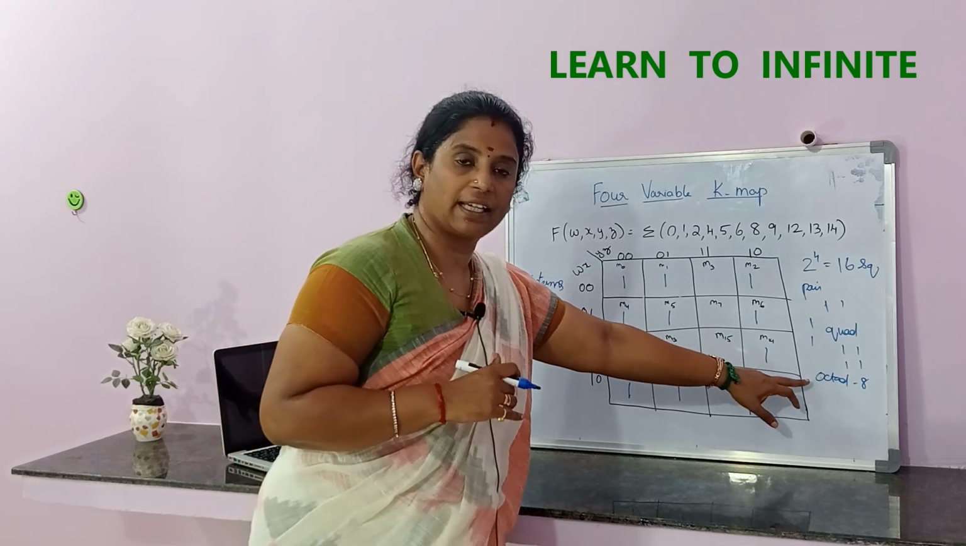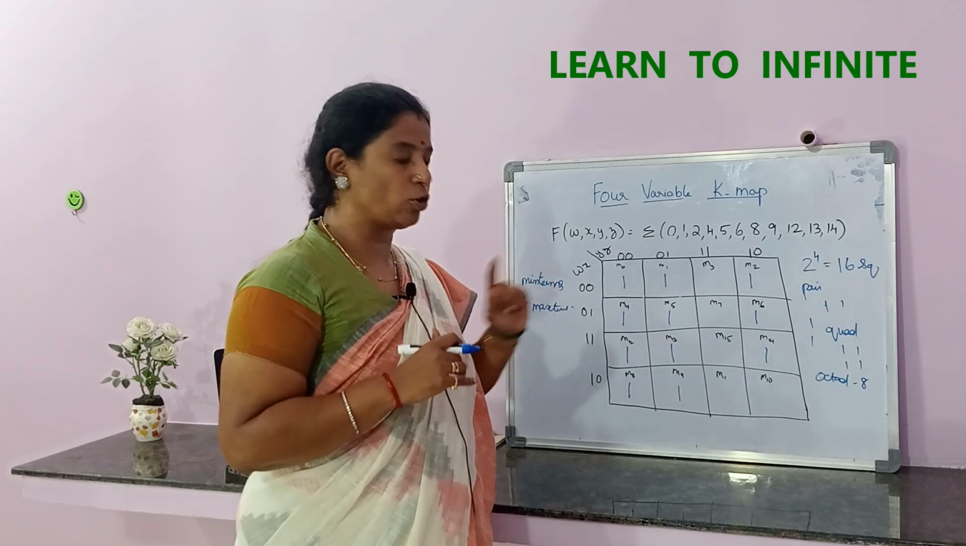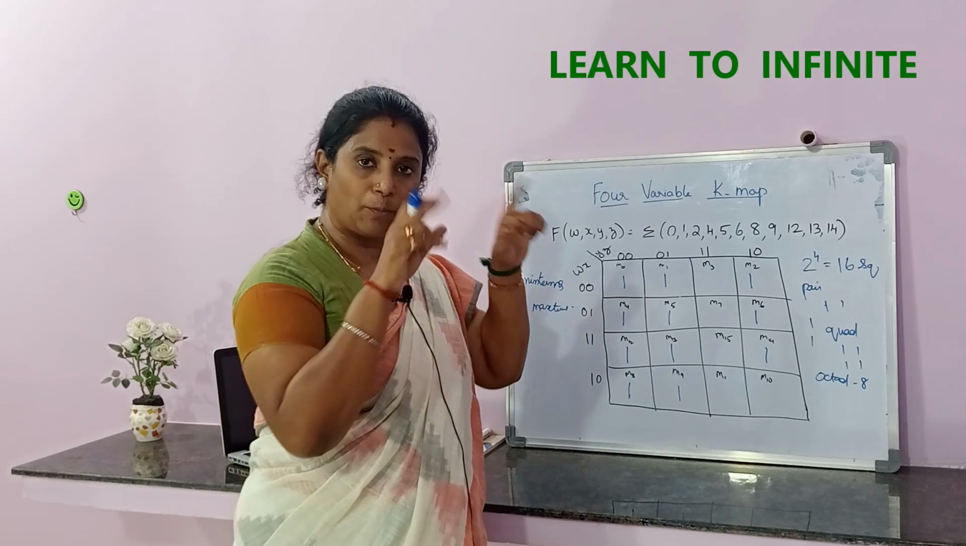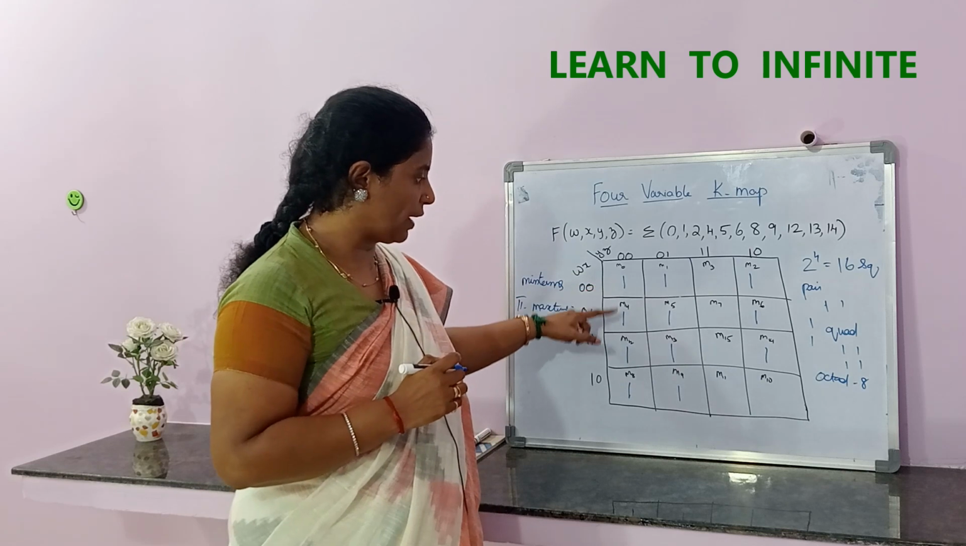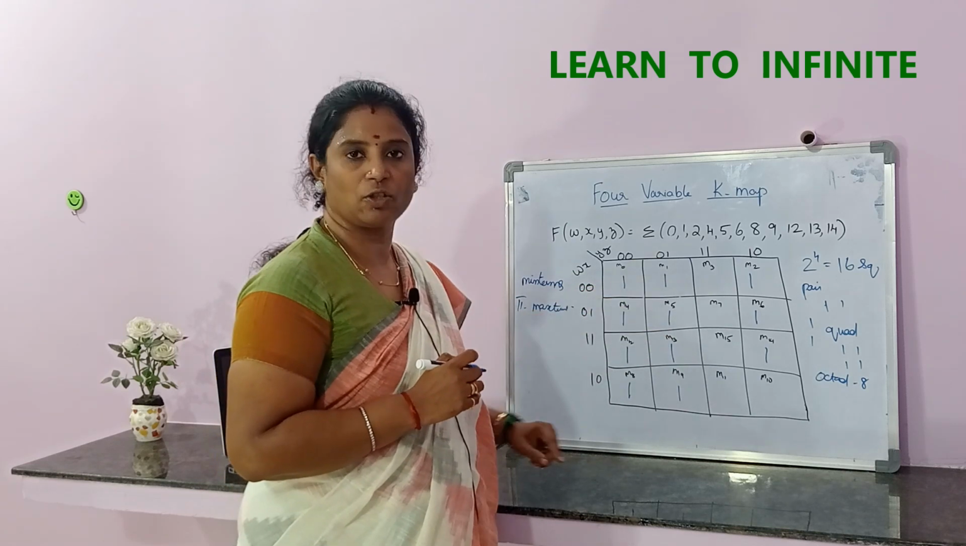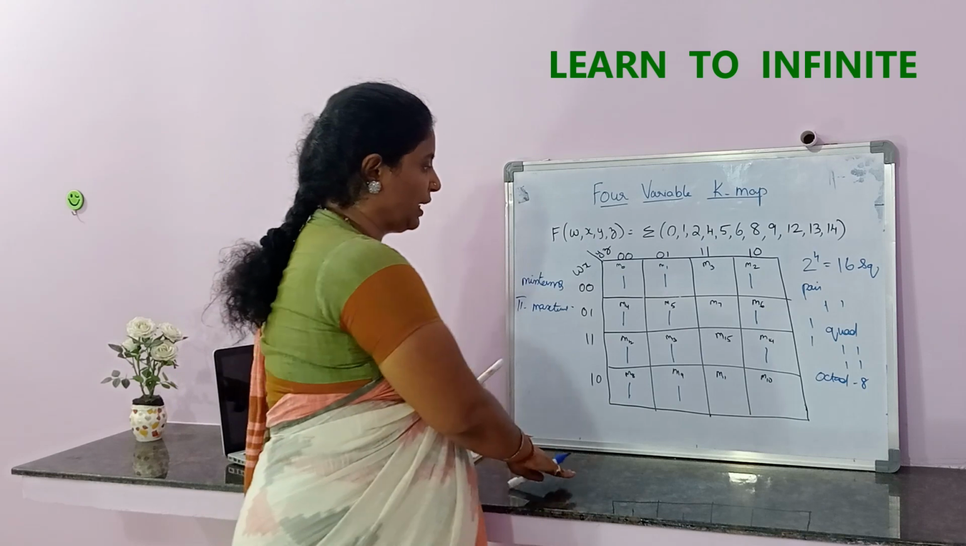Okay. So first we are checking for octet. So octet, as I told, 8 ones, okay, in a box. It should not be in a diagonal form, it should be in a box. So when we see here, it is 1, 2, 3, 4, 5, 6, 7, 8. So it forms an octet. So we have one octet.